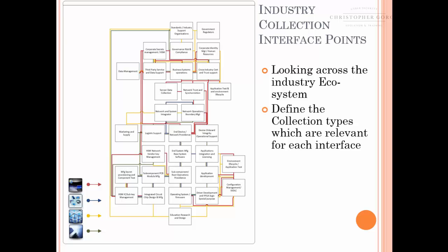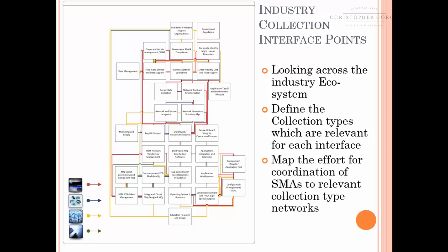Now, what we're looking at here is looking across this industry ecosystem and defining the collection types. On this drawing, you see the colors define those collection types which are relevant for each of these interfaces. And you see not all collection types are relevant as far as security concerns for each one of these interfaces. So it starts to give us the ability to break this down. And then we will look at mapping that effort for coordination of the security management areas to the relevant collection types for that network.